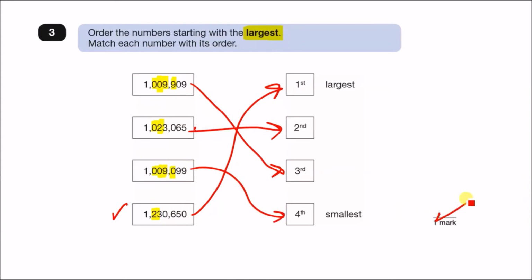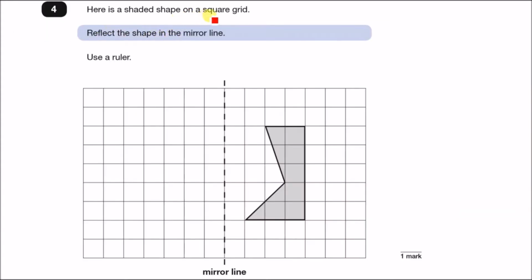Yep, and that's it. So here is a shaded shape on a square grid. So now we've got to reflect the shape in the mirror line. Ooh, not bad. Use a ruler. So keynote, guys, yeah? Always listen to the keynote. Now for me, I'm going to do it freehand. So the trick is, yeah, you look at the mirror line and all you do is just measure the distance between the mirror. So if we look at this corner here, this is 1 block away. So it must also be 1 block away here. So it goes here.